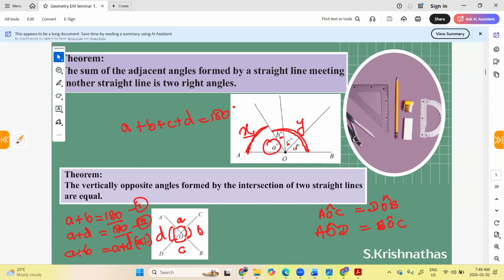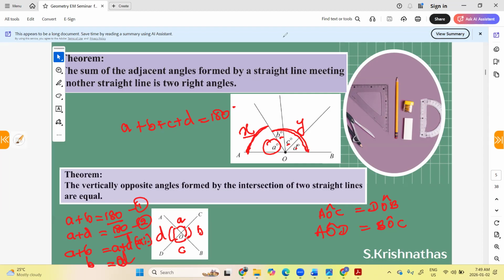Now A plus B equal to A plus D. I subtract A on the left side and right side. So B equal to D. Here also we can use that axiom. I subtract A on the left side and right side, so B is equal to D.